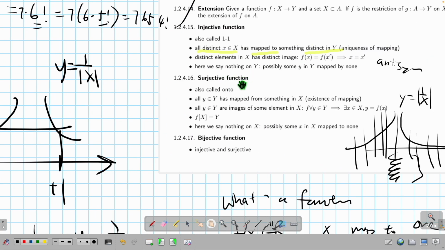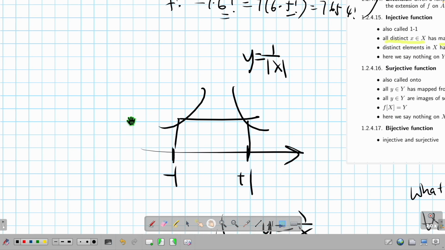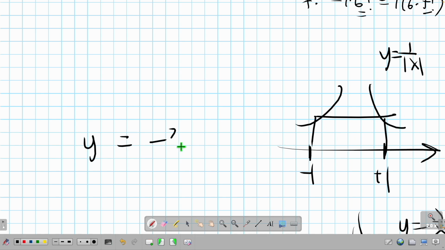And then last point, we say nothing on y. We are talking about x. We are talking about from the perspective of x, they map to different y. We didn't say anything on y. Some y can be mapped by none. For example, this function, y is -3 is impossible.